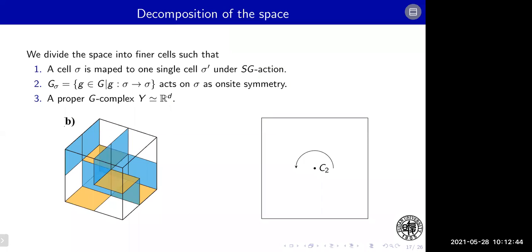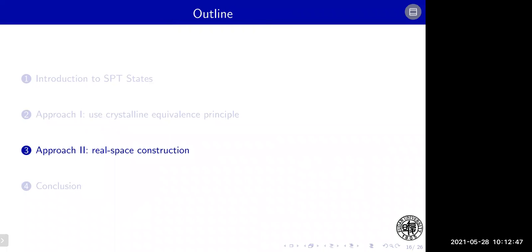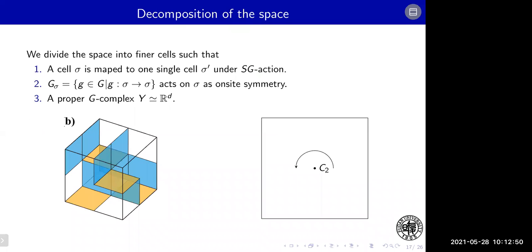I think maybe I have a few minutes to summarize our second approach. The second approach is that we try to break the whole space into smaller pieces, like smaller cells. And we do it in a way that on each cell, we only have on-site symmetry. So for example, if here's a cell with a C2 symmetry, we cut it in two parts such that each part has no crystalline symmetry at all if we consider only one of them, and only the central point has a C2 symmetry, which acts as an on-site symmetry.